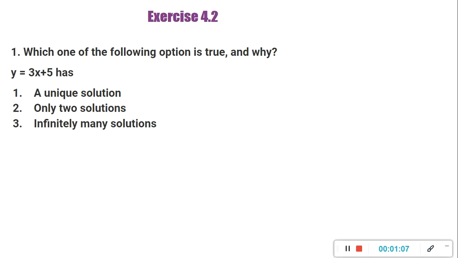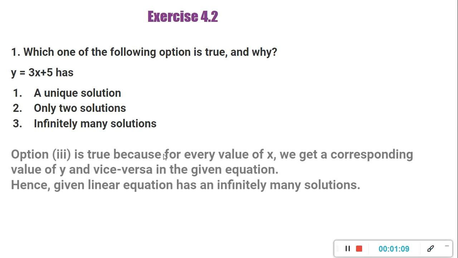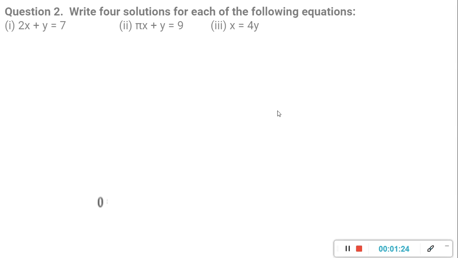So which is the correct answer? Option 3 is the correct answer, because for every value of x we get a corresponding value of y and vice versa. Right? Hence the given linear equation has infinitely many solutions. Okay. Now question number 2.